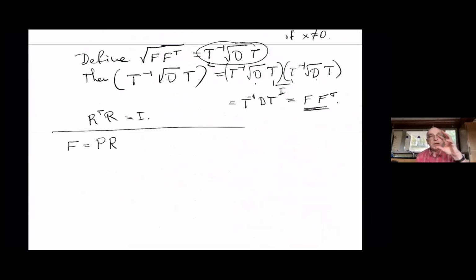Geometrically, what does it mean? What's the geometrical meaning of this polar decomposition? It says that every matrix, if you apply a matrix and then you rotate appropriately, then what you get is a hyperbolic rotation.